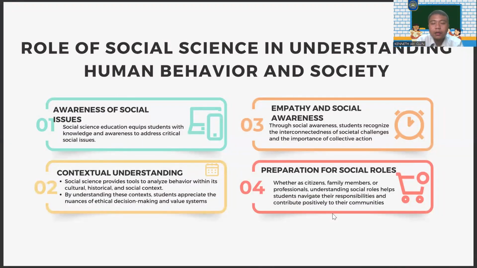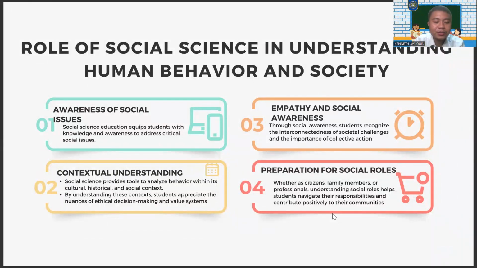And we can consider these roles of social science in understanding human behavior and society. First is the awareness of social issues. Social science education equips students with knowledge and awareness to address critical social issues. This includes poverty, inequality, environmental concerns, and human rights violations.